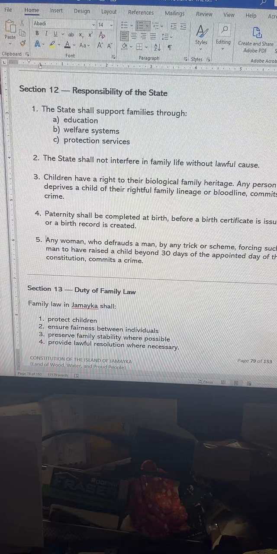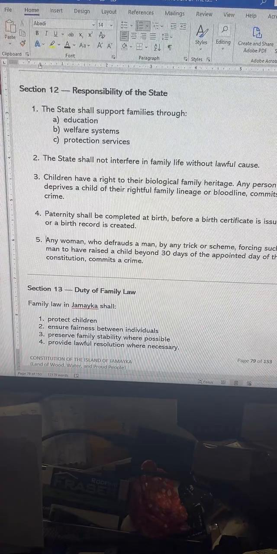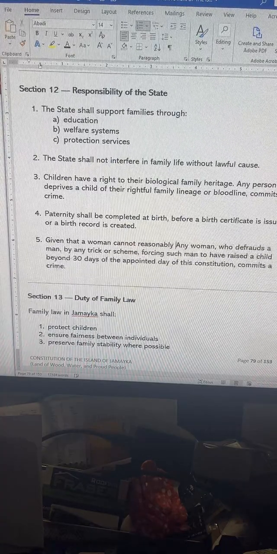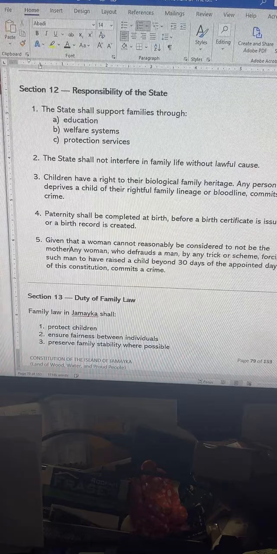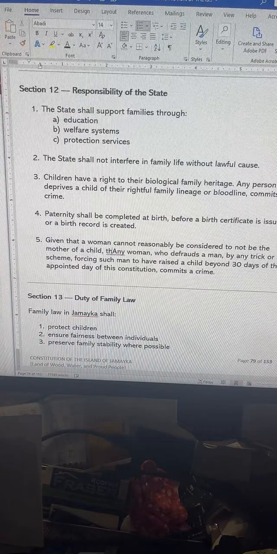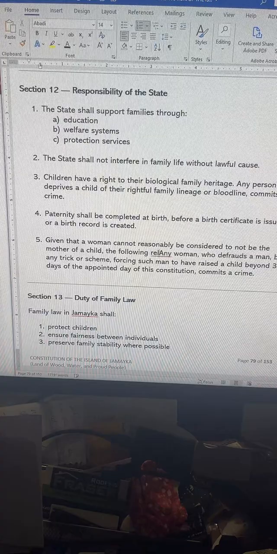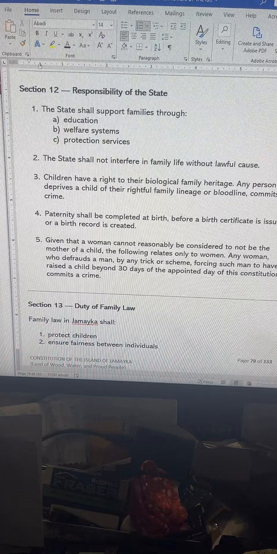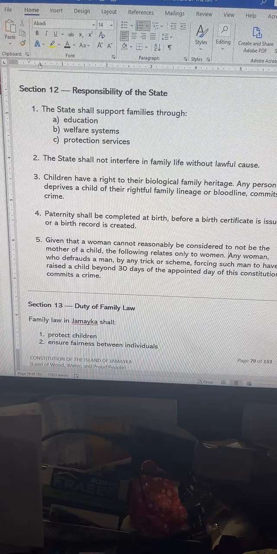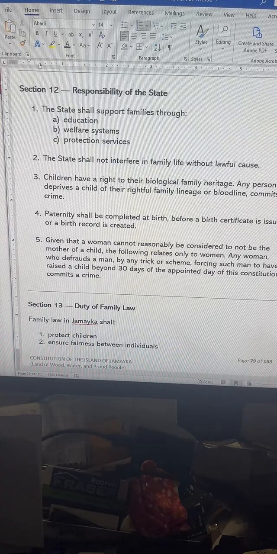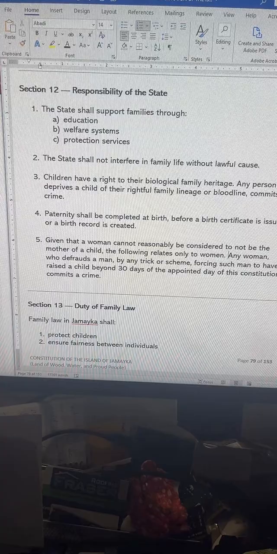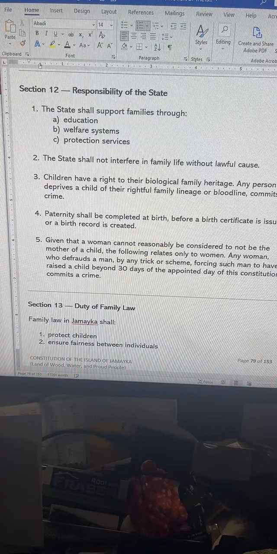All right, let's say them are gonna say it's sexist. So make we fix that. Given that a woman cannot reasonably be considered to not be the mother of a child, the following relates only to women. Simple. Simple. Is a woman alone can give jacket, right? That's it. A man cannot give jacket. The sensible ones will get. Hey, listen. We have to learn to move on the go. See? So it is in plain language. When I use no legalese. Plain and simple.